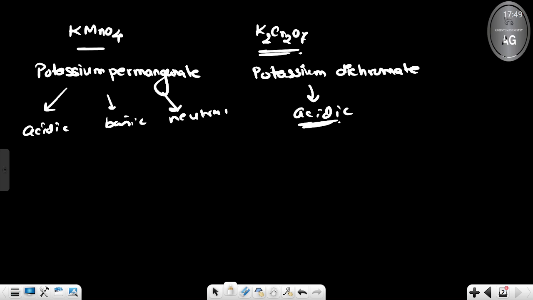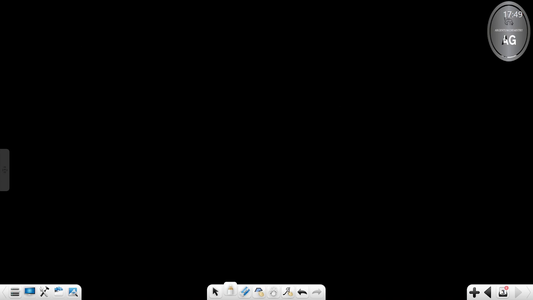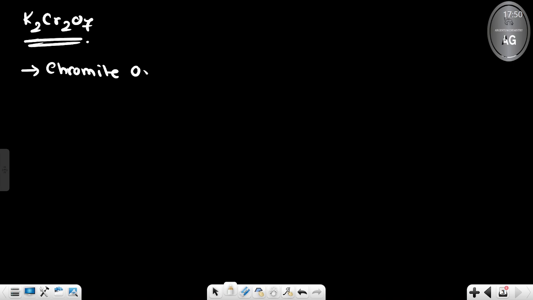Let us start with the first one, that is potassium dichromate. First is the industrial preparation of K2Cr2O7. K2Cr2O7 is prepared industrially from chromite ore. Which ore? Chromite ore. How to remember? Chromite ore has chromium present.